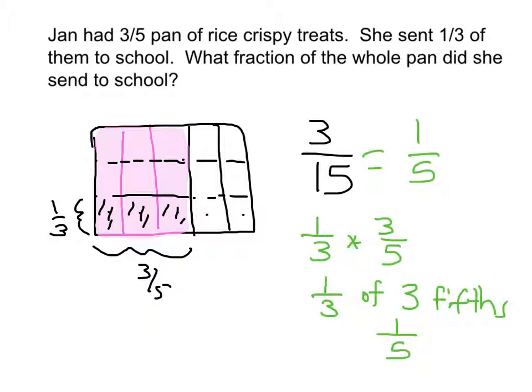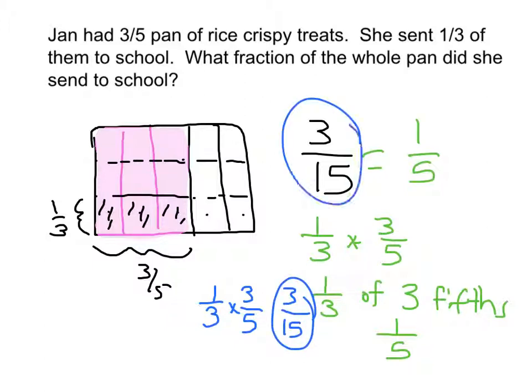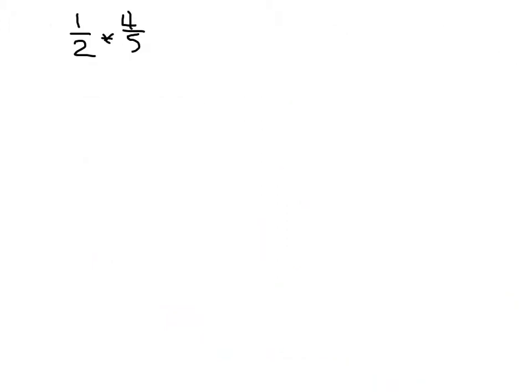Yet another way to look at this is I have 1/3 of 3/5, and 1 times 3 on the top is 3, and 3 times 5 on the denominator is 15, and I get my 3/15ths, or 1/5, again and again. So the answer to this problem is that she would send 1/5 of a pan of Rice Krispie Treats to school.